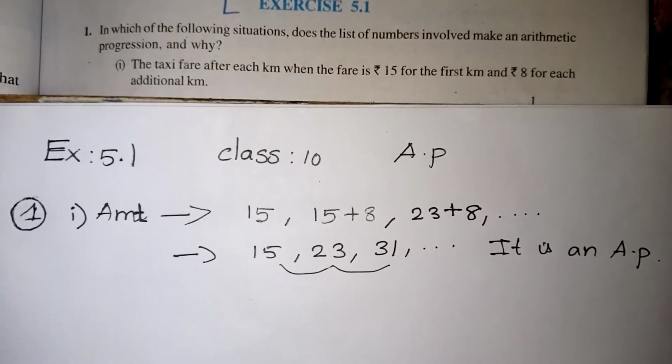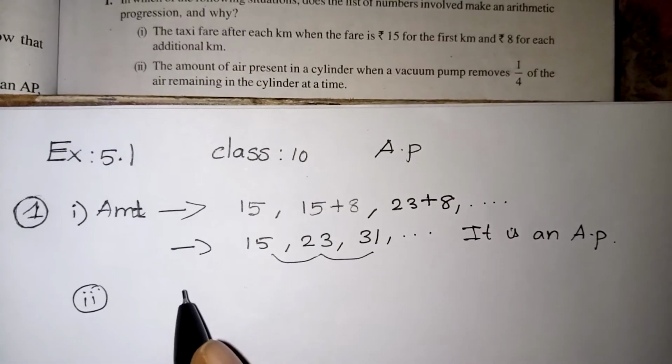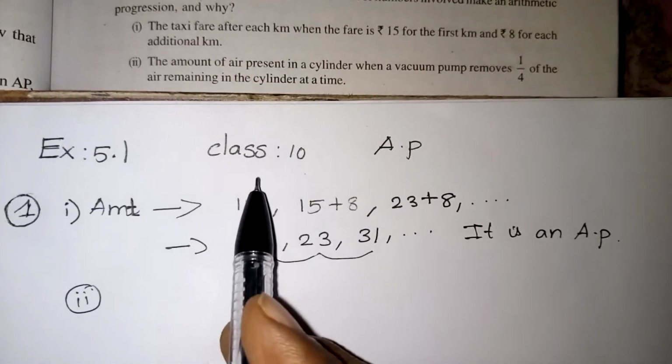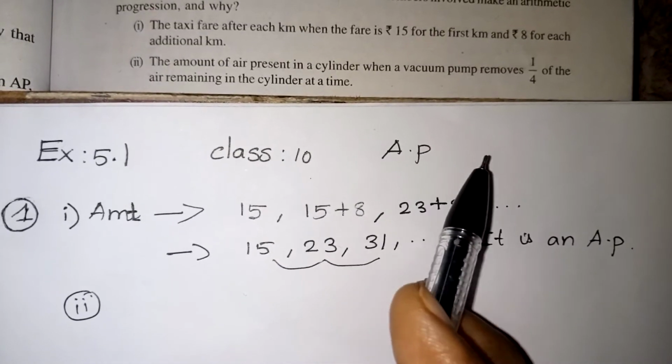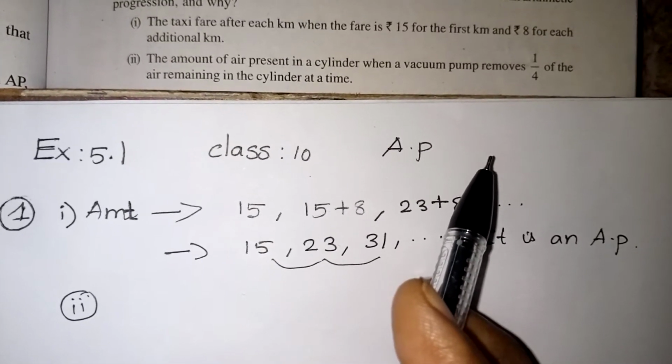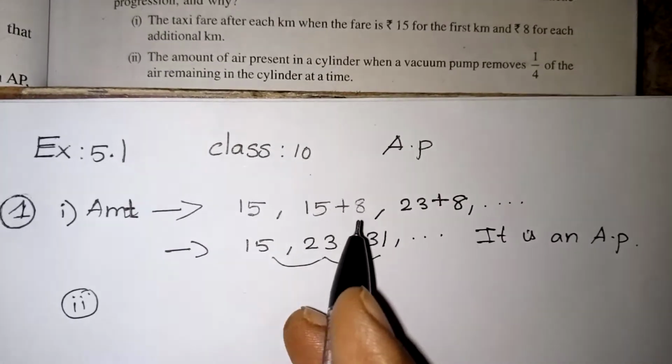We'll move on to the next problem now. Look at the second problem. The amount of air present in a cylinder when a vacuum pump removes 1/4 of the air remaining in the cylinder at a time. So you are using a vacuum pump.